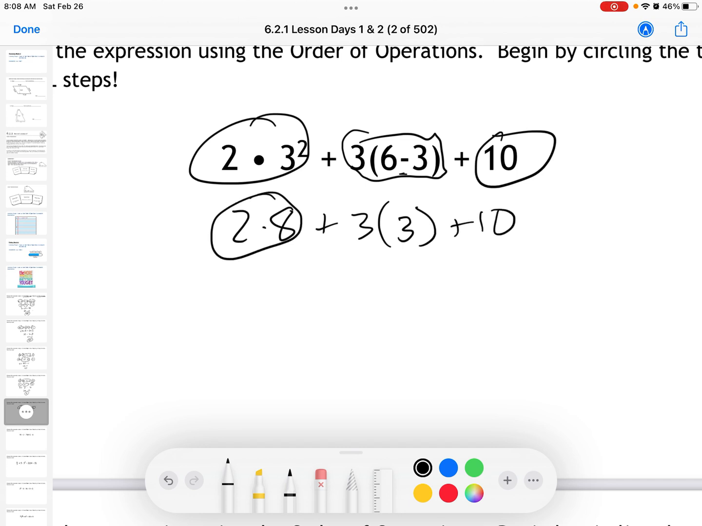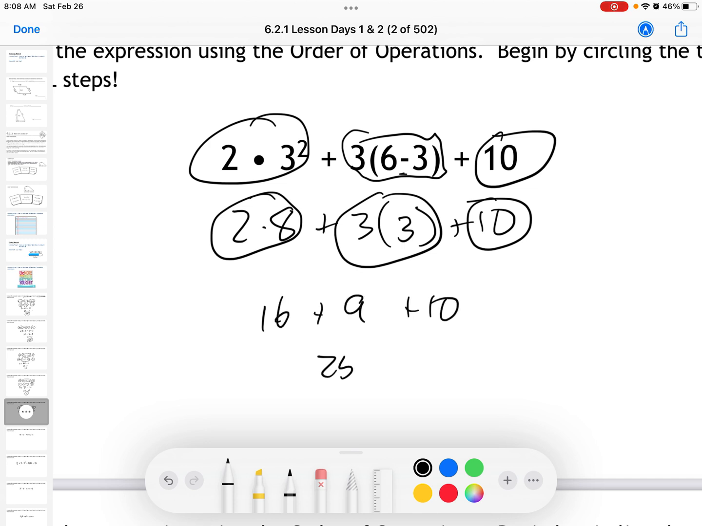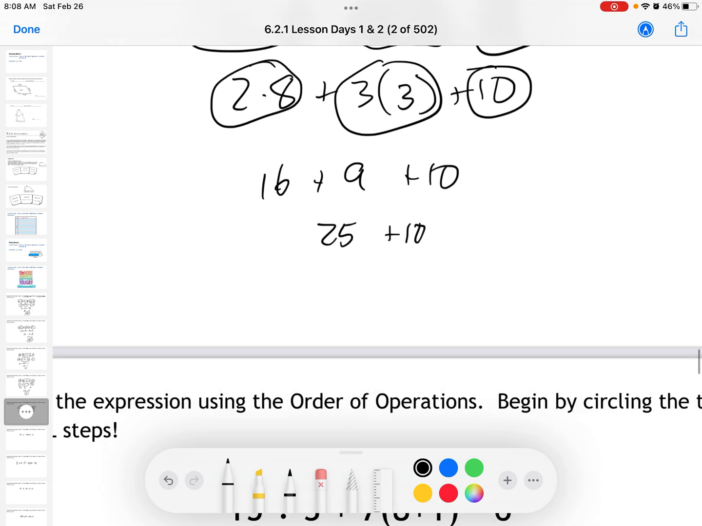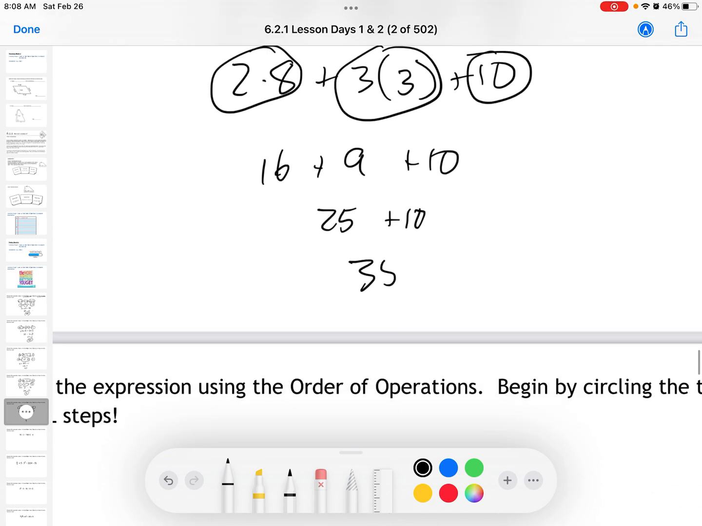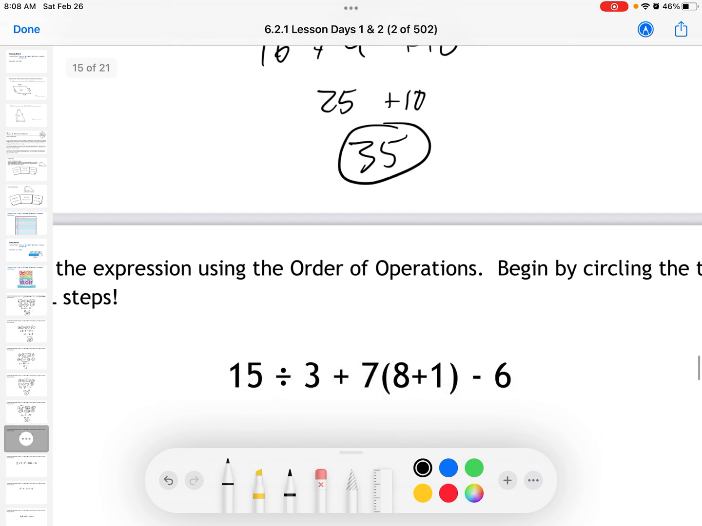So we have 3 terms. 1, 2, 3. 16 plus 9 plus 10. 16 plus 9 is 25. 25 plus 10 is 35. Final answer. Let's keep going.